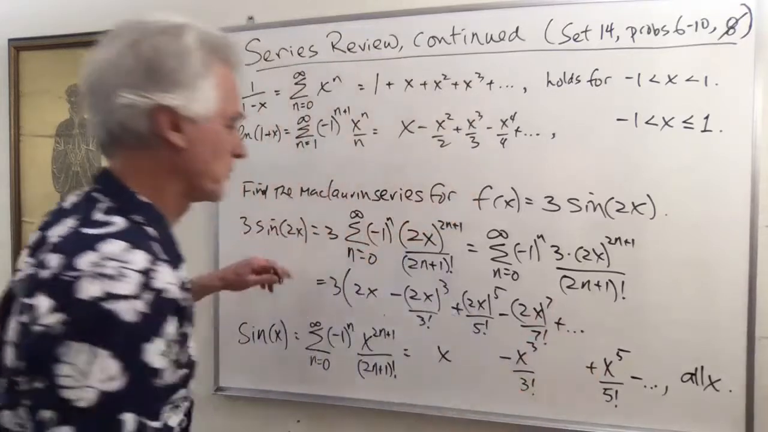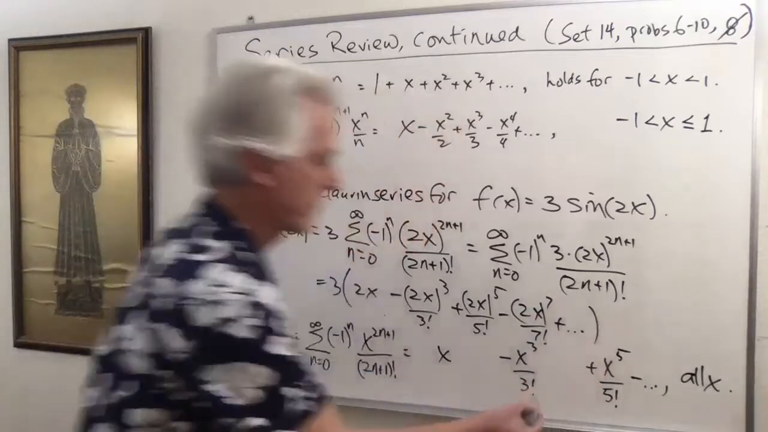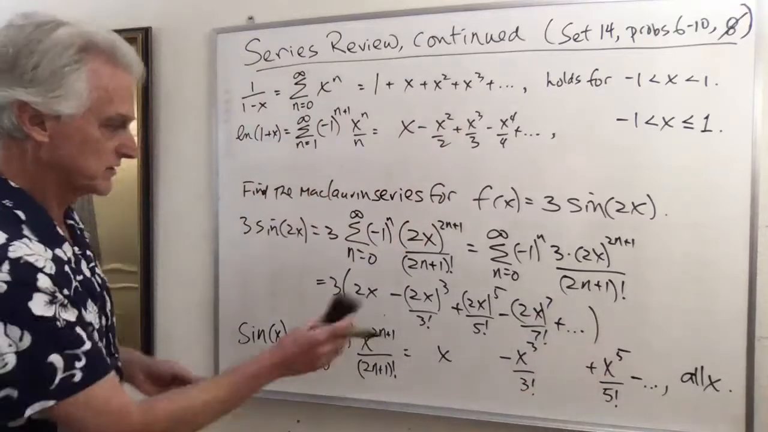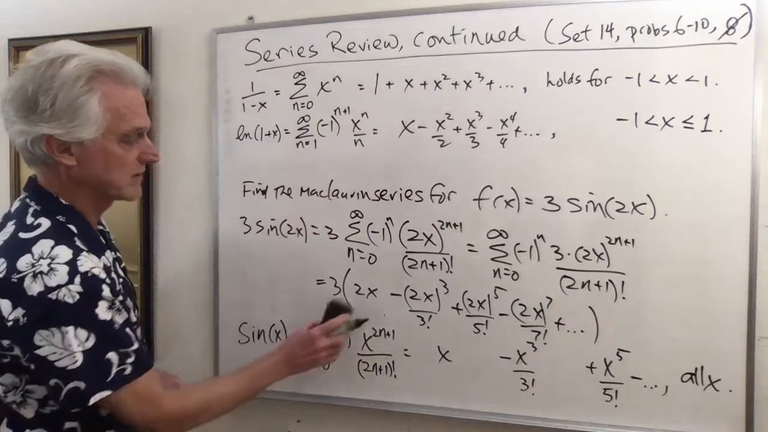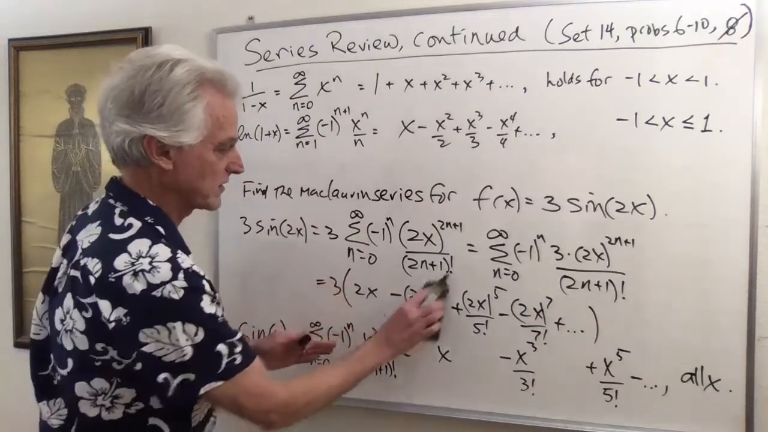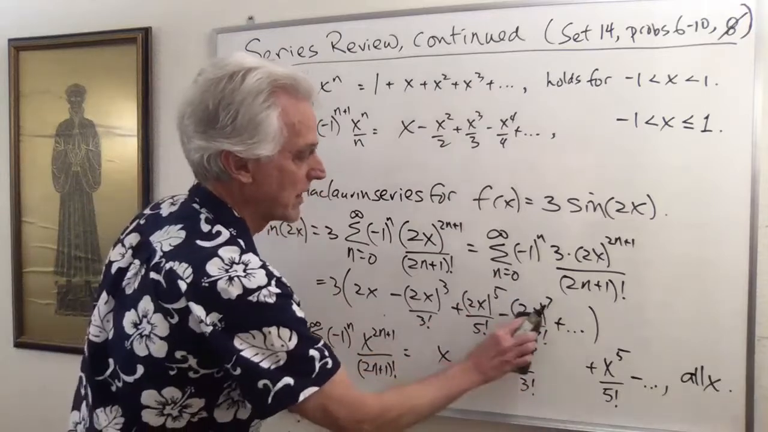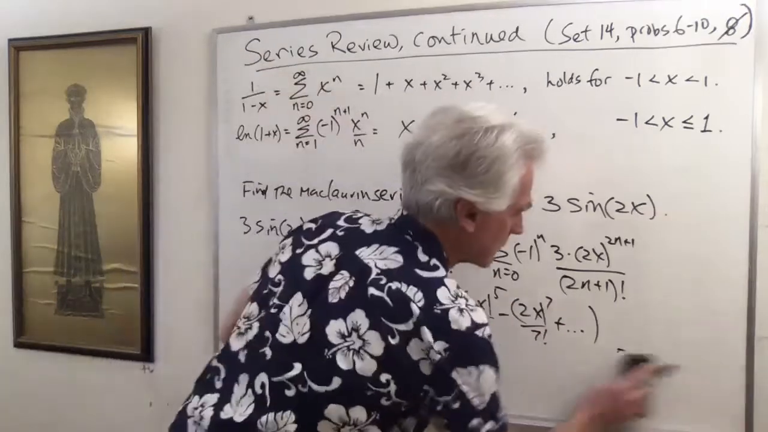Okay, so what I've done here is I've just used the series. Then the first few terms are all I need, right? So I'm using sine of the thing minus the thing cubed over 3 factorial plus the thing to the 5th over 5 factorial minus the thing to the 7th, etc.